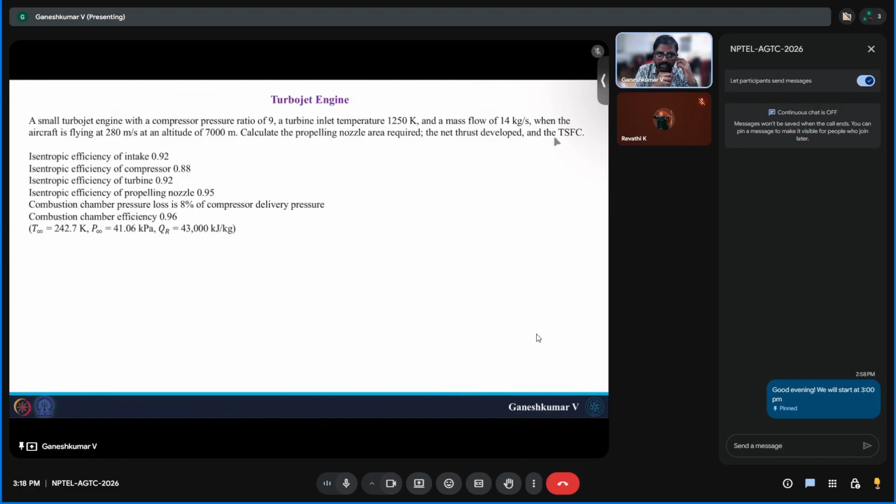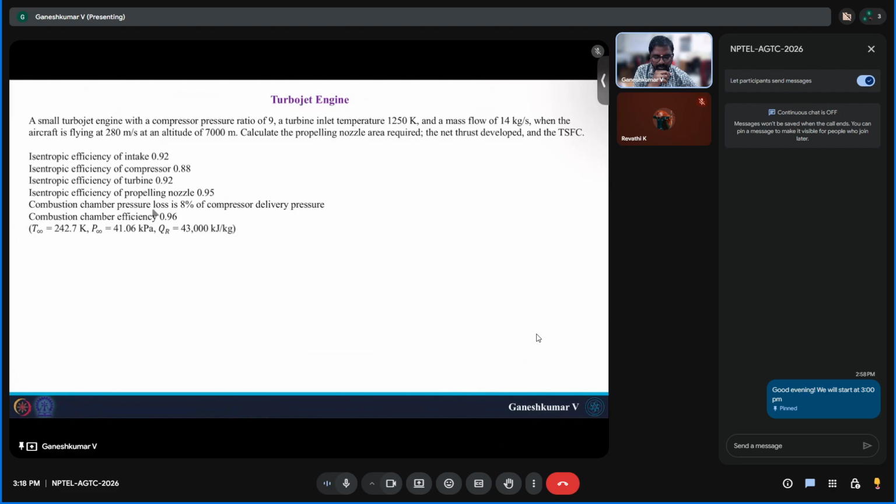So basically they are asking what the performance parameters such as thrust and TSFC are. In addition, we will also need to find out the nozzle area required for this. Okay. And a lot of efficiencies have been given. So this is a real engine, and its isentropic efficiency at the intake, compressor, turbine, and nozzle is given. So each and every one of these components will have different efficiencies.